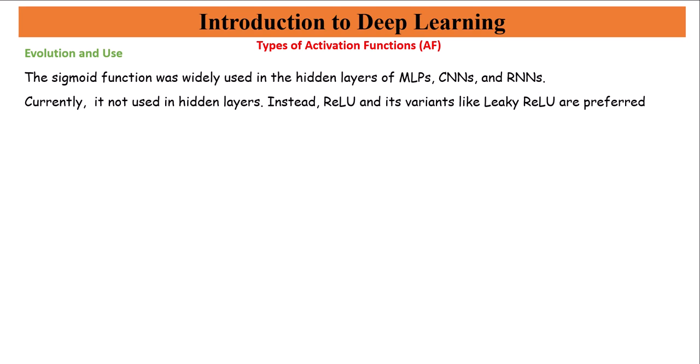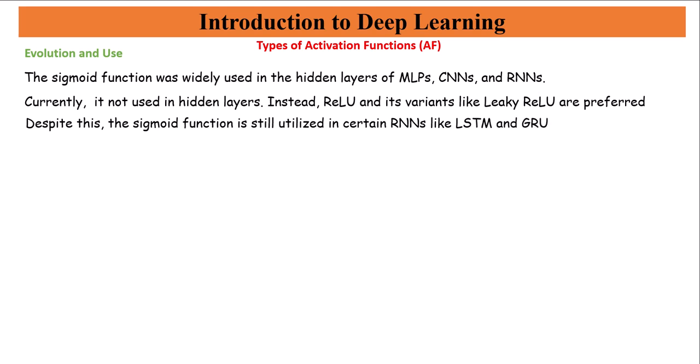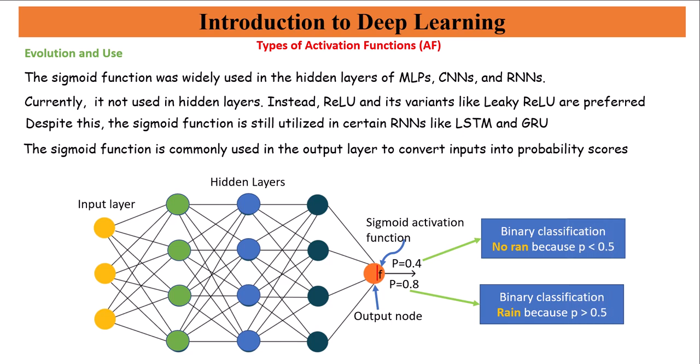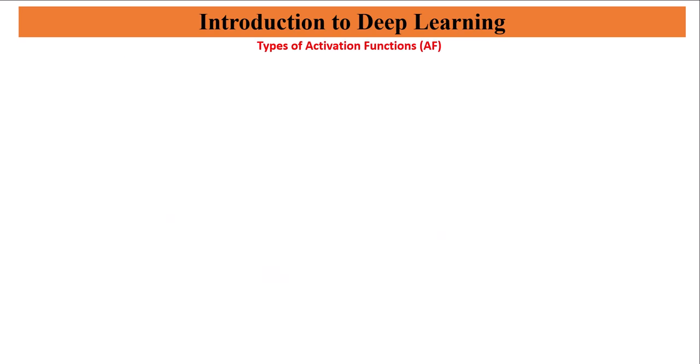mitigate gradient-related problems. Despite this, the sigmoid function is still utilized in certain recurrent neural networks like LSTM and GRU to regulate gating mechanisms. Additionally, in binary classification, the sigmoid function is commonly used in the output layer to convert inputs into probability scores, which are then used to determine the final class label. See this figure, which demonstrates the application of the sigmoid function in the output node. It shows that if the probabilistic output is less than 0.5, it indicates no rain. Otherwise, it predicts rain.